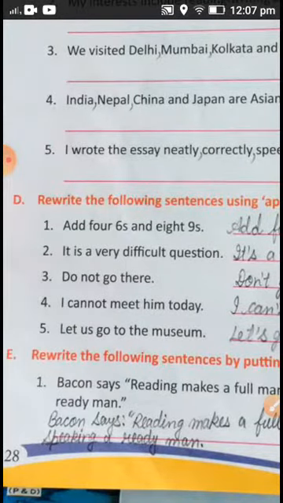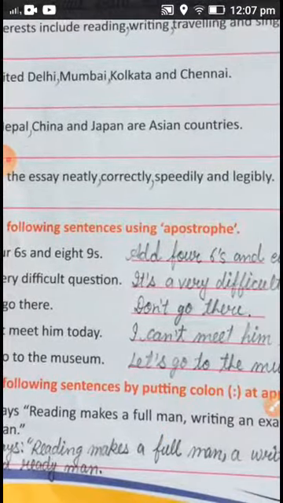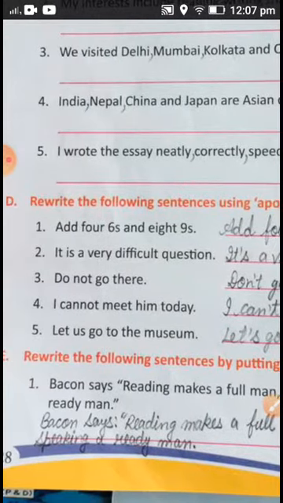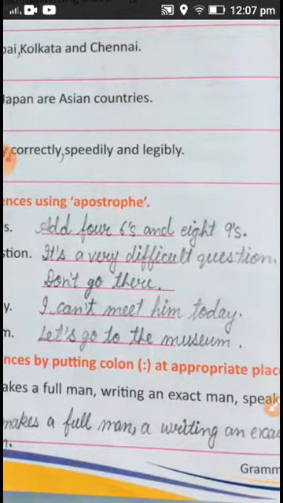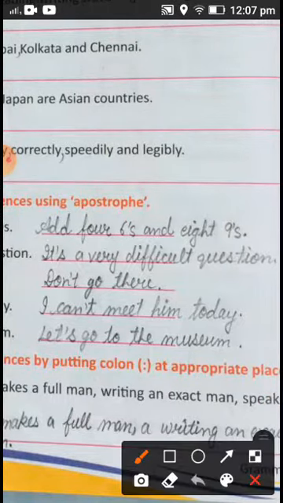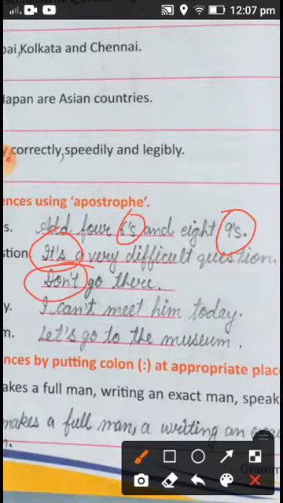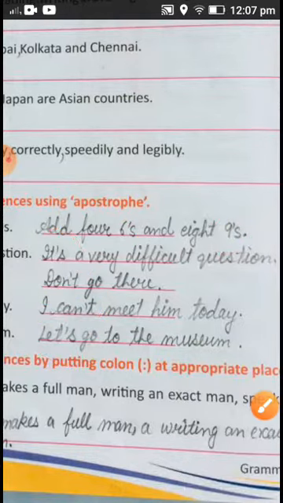Next exercise, exercise D, rewrite the following sentences using apostrophe. See very carefully, add 4 6s and 8 9s. How do we do it? After 6s and 9s we have to put an apostrophe. Next one is, it is a very difficult question. We will write it like this, it's a very difficult question. Then do not go there, don't go there. Next, I cannot meet him today, I can't meet him today. Next, let us go to the museum, let's go to the museum. Likewise you have to complete.